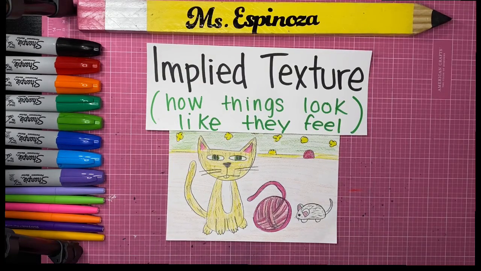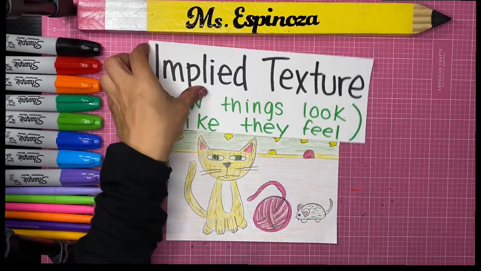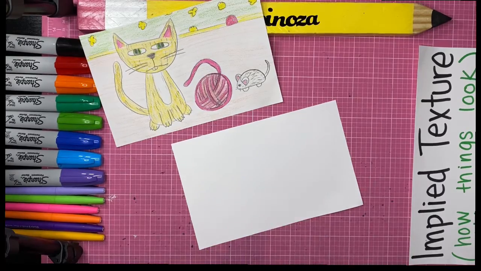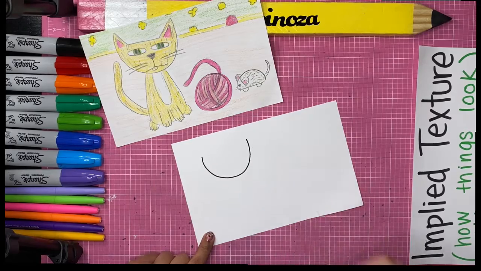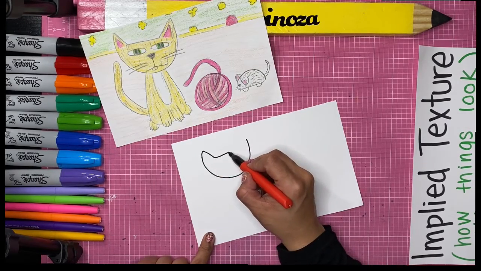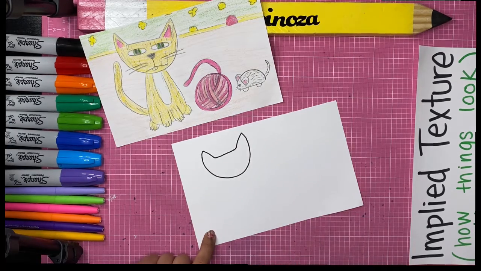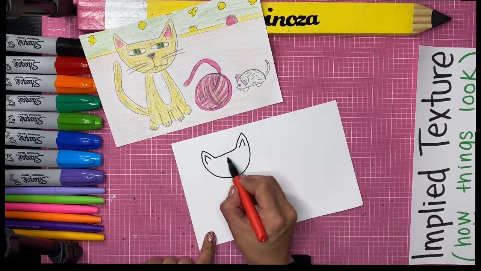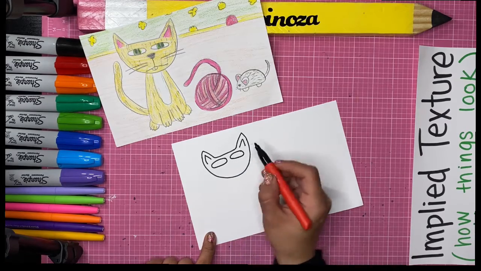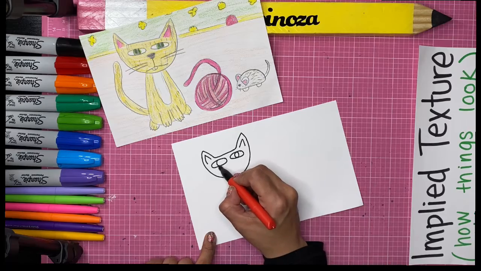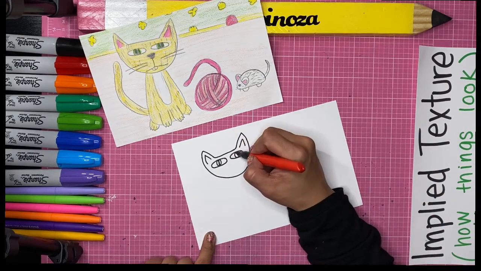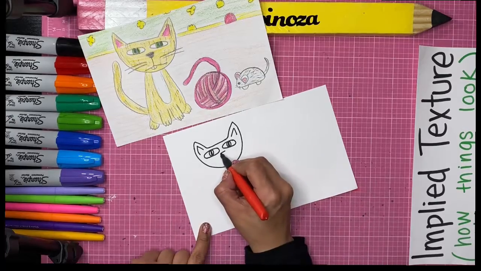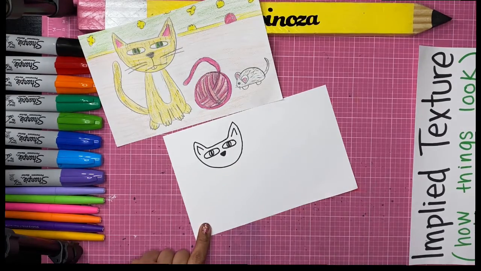So implied texture. We are going to draw this image so that we can practice drawing fur on some animals. So we're going to start by drawing the cat's head. You're going to draw a letter U on your paper. Alright, you're going to add the little ears, some pointy ears, add a little detail inside. You're going to draw some eyes that are oval, long oval eyes. Alright, and then you can finish the eyes real quick. Then you're going to draw a little triangle nose that's upside down.